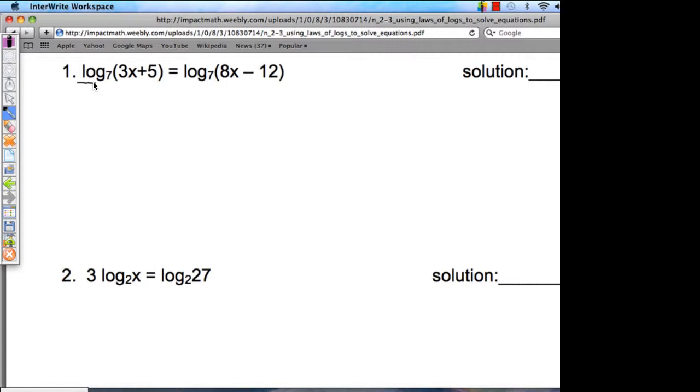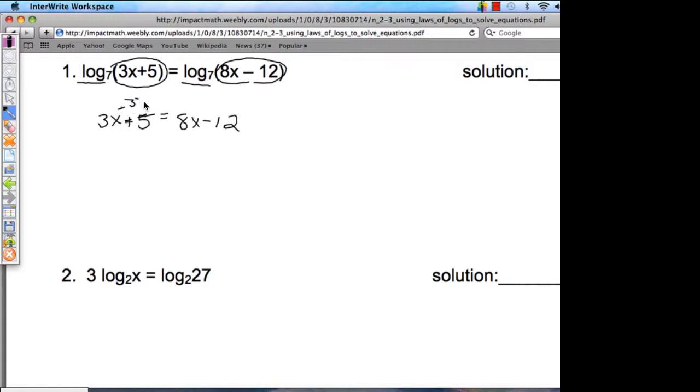We notice that both are log base 7, so that part's the same, so it must mean that this 3x plus 5 is equal to 8x minus 12. And once you know that, you've taken out the logarithms, you've made it less difficult. You can just solve it like you've always been solving equations.